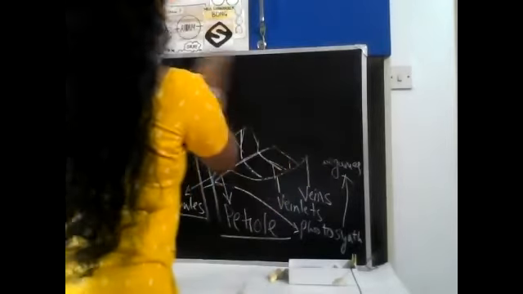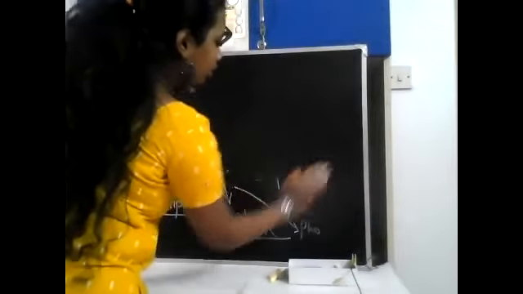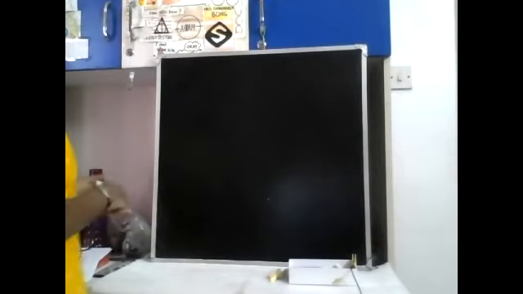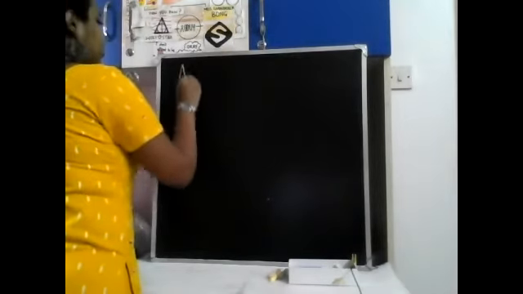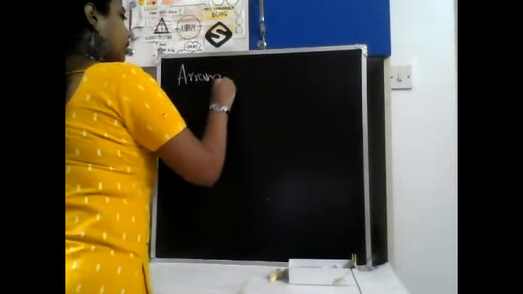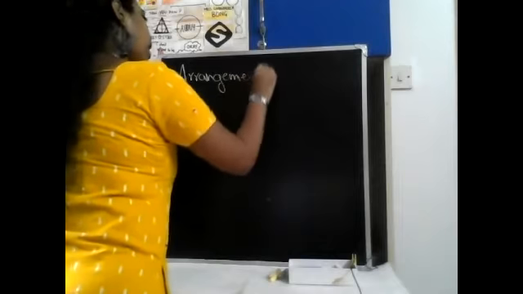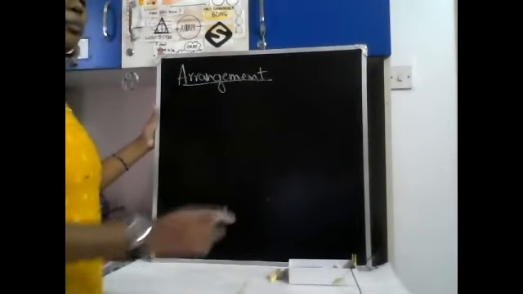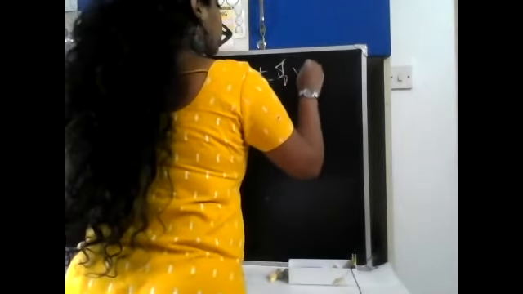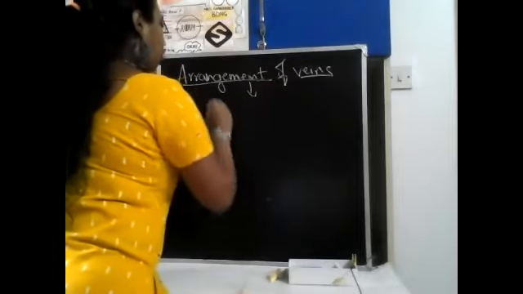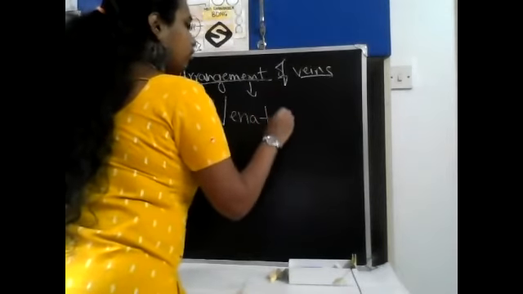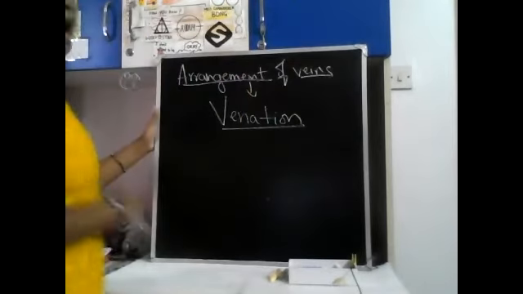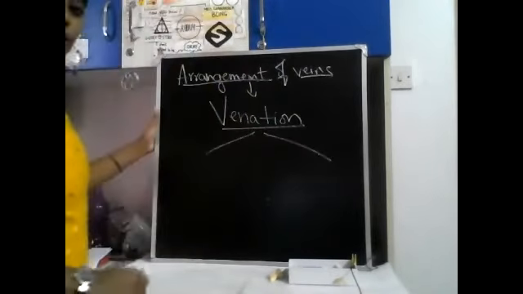Now we'll move on to the next part of the leaves, where we are talking about the arrangement of veins and veinlets. Arrangement of veins and veinlets again helps in identification and classification of plants. So the arrangement of veins is called venation, and we have two types of venation.